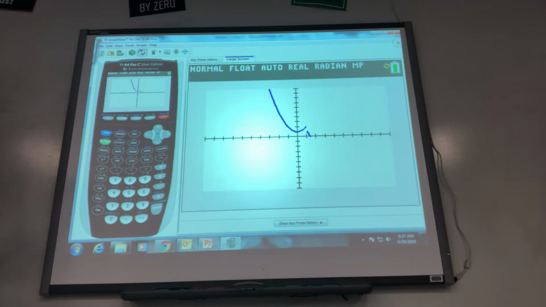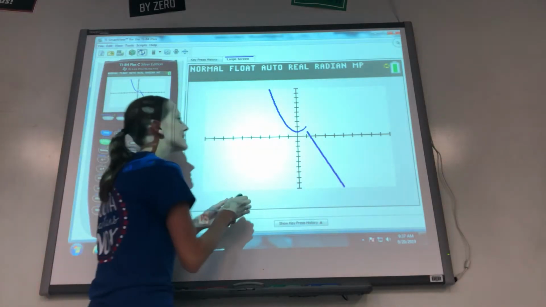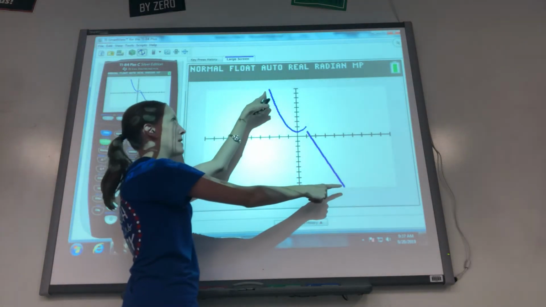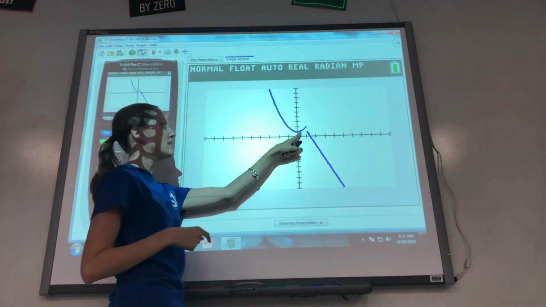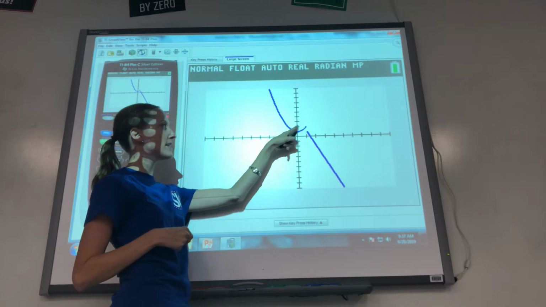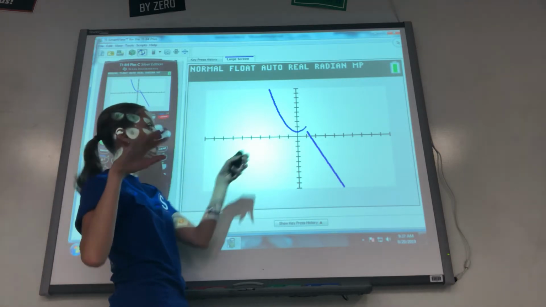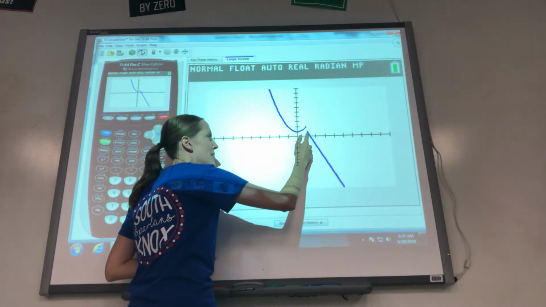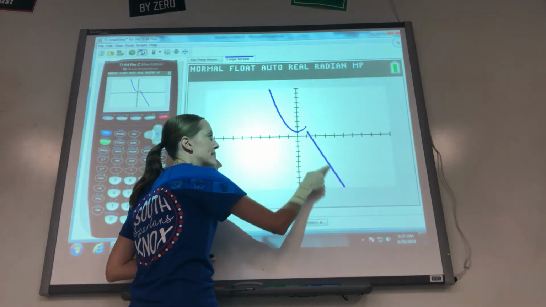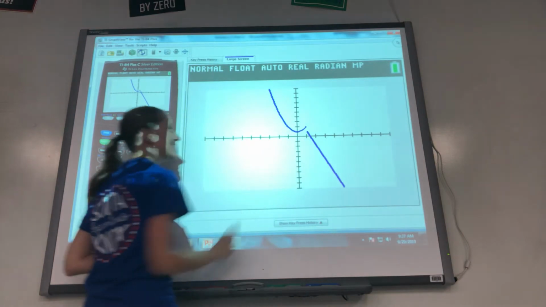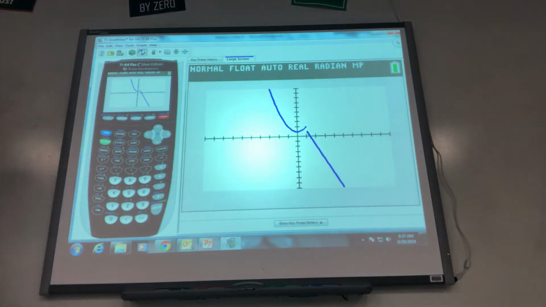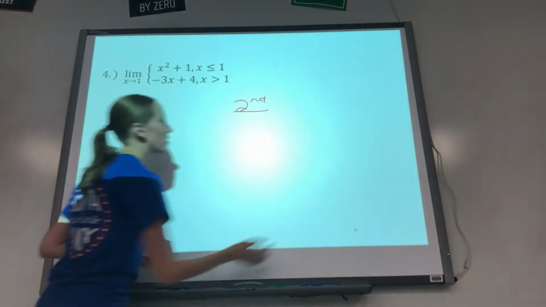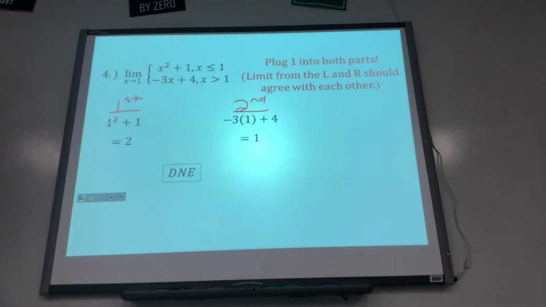I hope I typed this in right. I think I did. As I approach the x value of 1, coming in from the left, it's swooping up here toward the x value of 2. That's what we found out using our shortcut. And from the right, it's coming in toward the x value of 1. It's definitely not approaching a single y value, so you can confirm if you want on the graph that it does not exist.